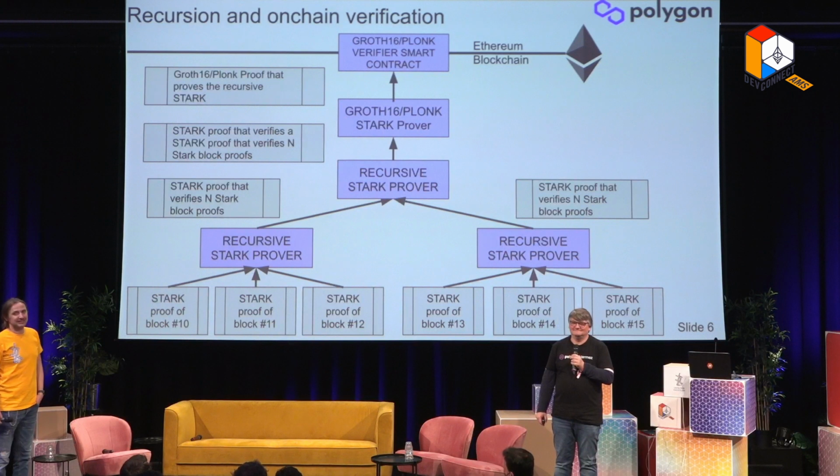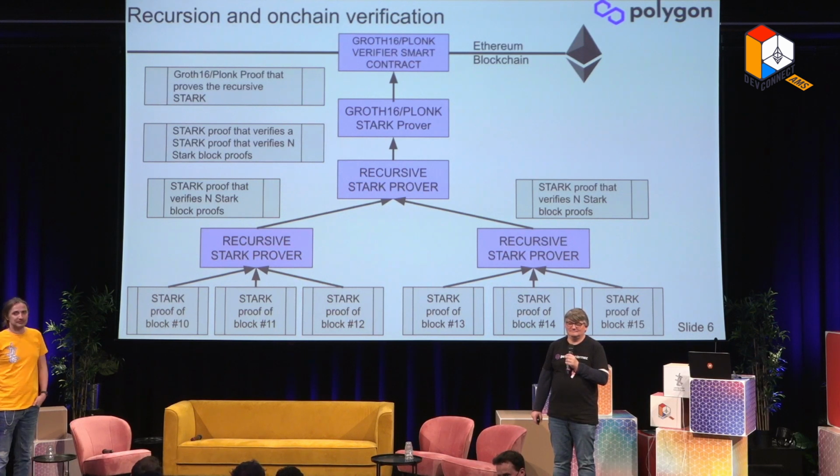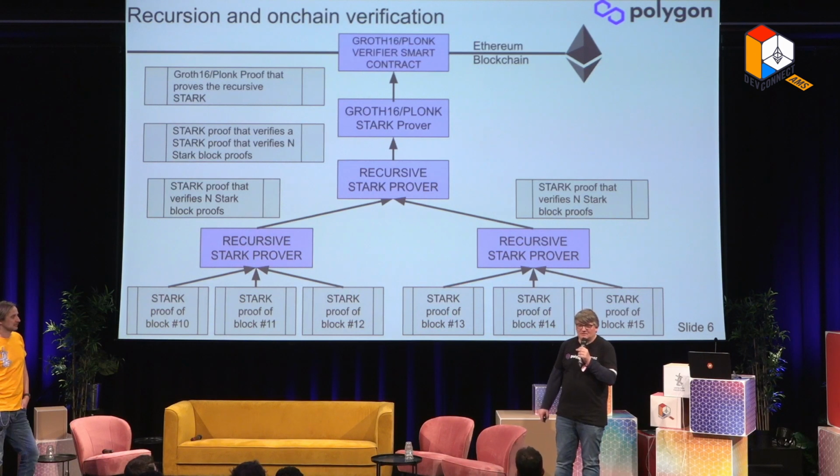On one of your slides, you showed that you first generate a Stark proof, then an aggregated Stark proof, and then a Plonk proof that proves the recursive Stark. Why make a Plonk proof that proves the recursive Stark when you can just make a recursive Plonk proof from the beginning? Because Starks are generated much faster.